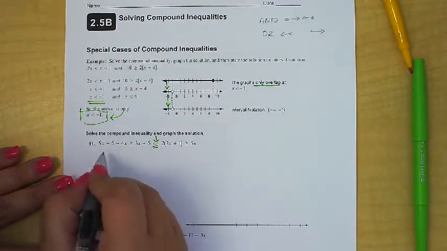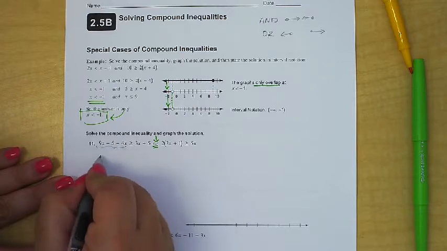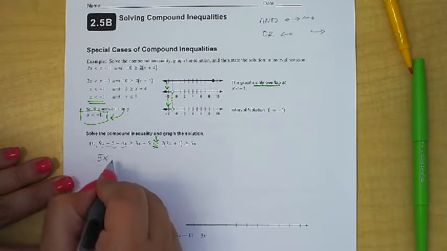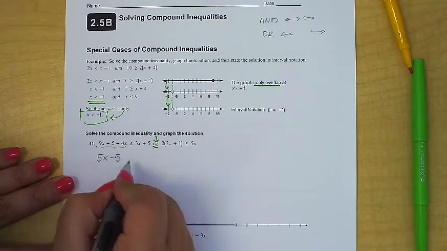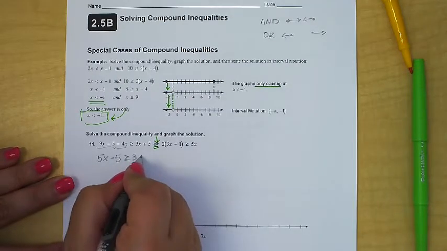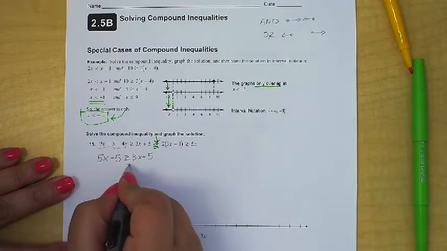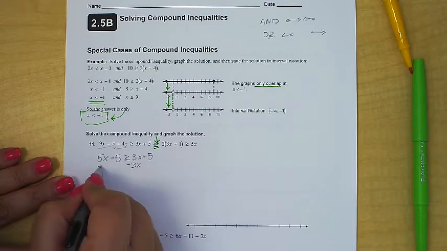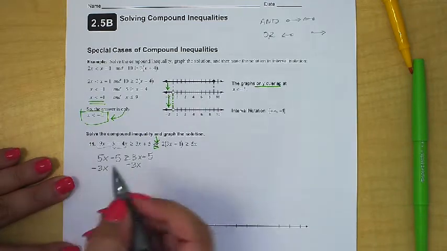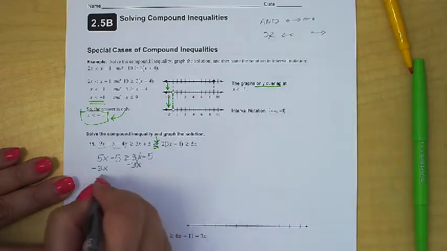So on this one, I, of course, combine like terms first. So I've got a 9 and a -4. That's going to be a 5x with the -5 is greater than or equal to. And then this side is already simplified. Then I will gather my variables. Because I like to keep things positive, especially with inequalities, I'm going to eliminate the x term on the right.